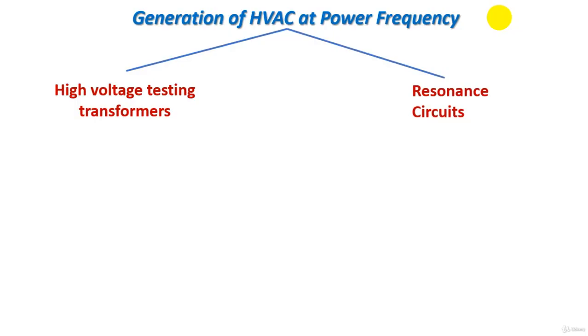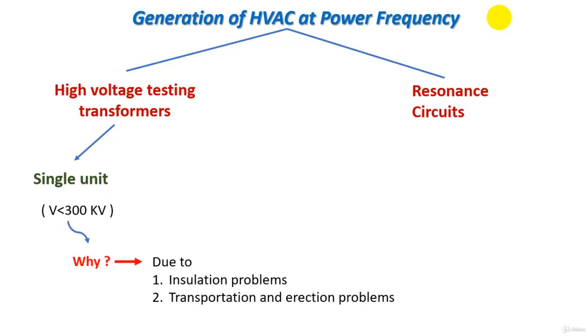In the high voltage testing transformer method, we can use a single unit of high voltage transformer. This single transformer can produce high voltage up to 300 kilovolt. For high voltage higher than 300 kilovolt, a single unit can't be used due to insulation problems. The insulation of the transformer itself will be very bulky to withstand this voltage. So the transformer will be large in size, and then a second problem appears, which is transportation and erection problems of the transformer due to its large size.